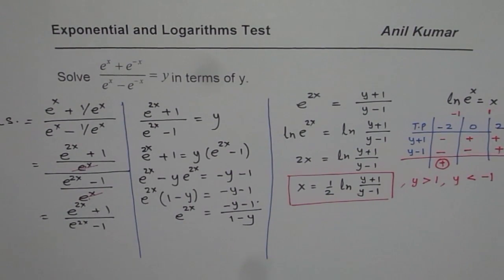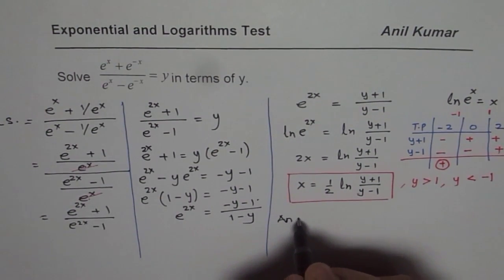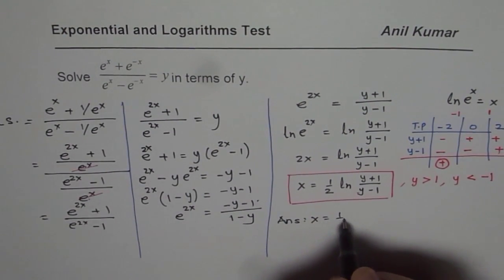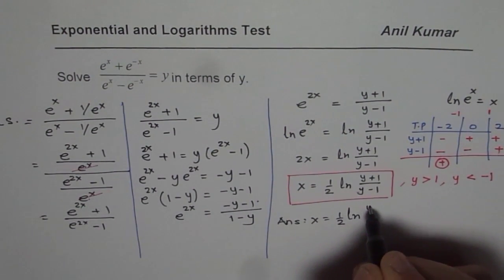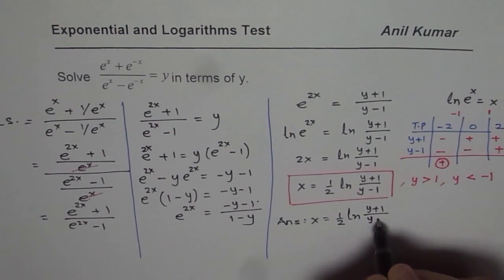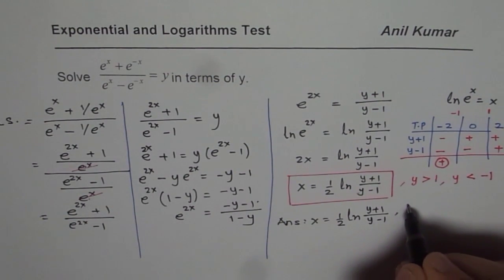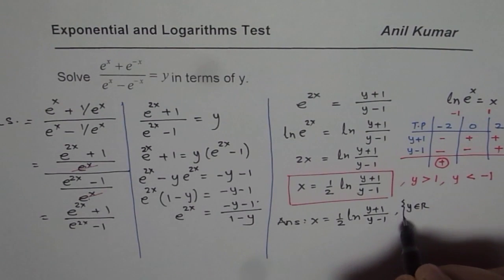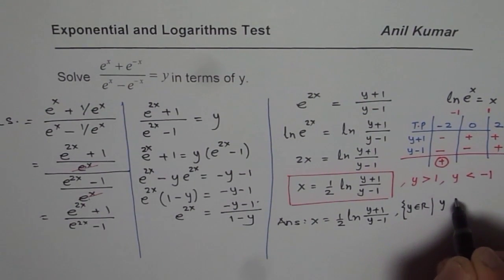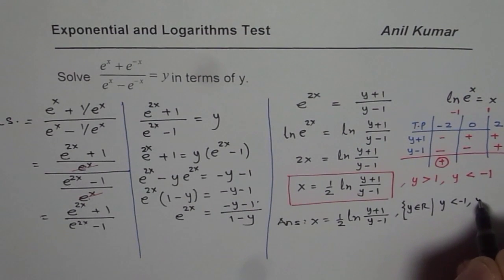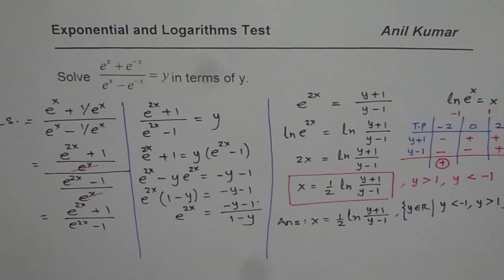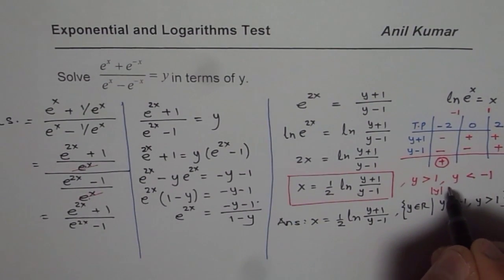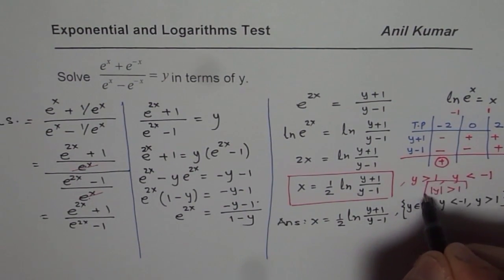So finally we can write down our answer, and our answer is that x is equal to half of ln of y plus 1 over y minus 1, where y belongs to real numbers and y is less than -1 or y is greater than 1, right? Or sometimes you can say absolute value of y is greater than 1, right? So you could also write here absolute value of y is greater than 1. That's another way of writing the same domain.